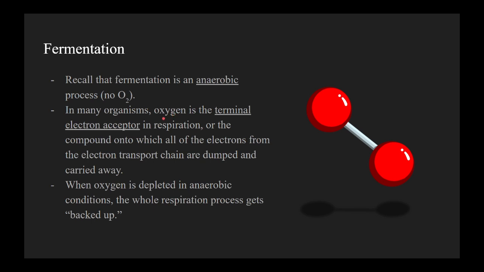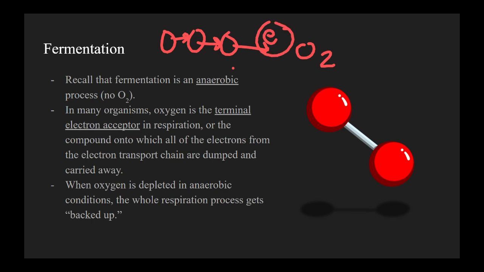In the ETC, you had that chain of proteins. The electrons are passed, and then remember, we needed O2 at the end to carry away all these extra electrons that came from the electron transport chain. So oxygen is what's called the terminal electron acceptor. It's accepting all these electrons and carrying them away, because otherwise, if a bunch of electrons are clogging up the system, then the system won't be able to function as normal.